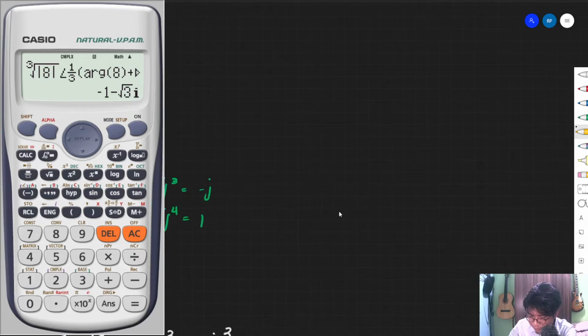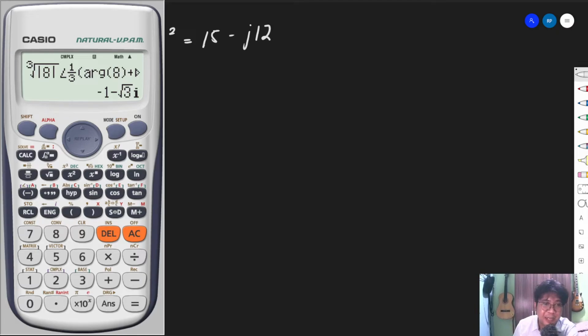Game, example number 4 na tayo. Okay? So, we have here number 4. So, in 4, the question is: z squared is equal to 15 minus j 12. What we are asked to find is, of course, the value of z.